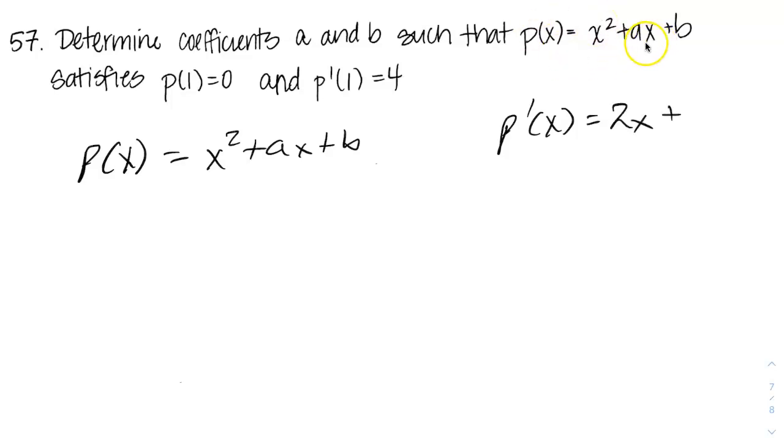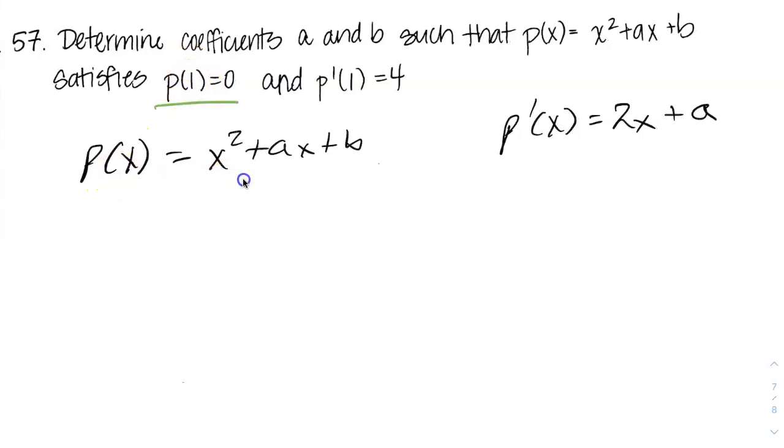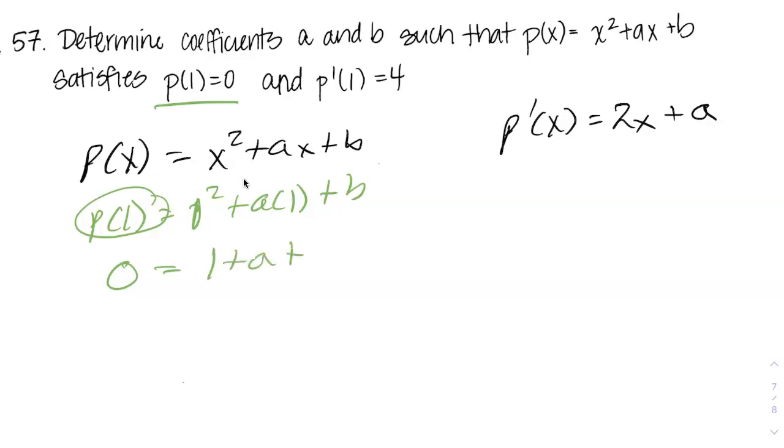The derivative of ax is just a. And the derivative of b is going to be 0. b is a constant, a is a constant, so the derivative of b just goes away. So we have this. Now let's plug in what they give us. For the original function, when I plug in 1, it equals 0. So you're subbing in 1 for all your x's, and it sets it equal to 0. So p of 1 equals 1 squared plus a times 1 plus b. But remember, this is just 0. So it's 1 plus a plus b, or negative 1 equals a plus b.